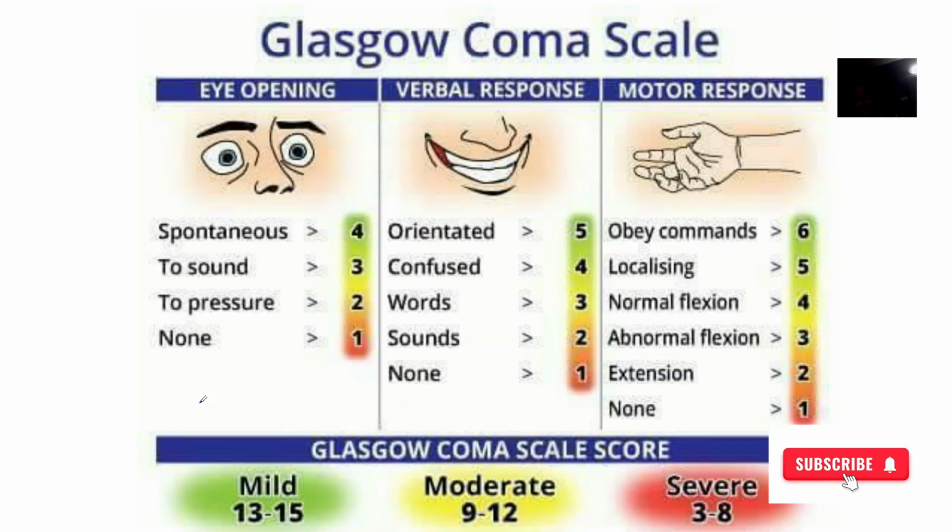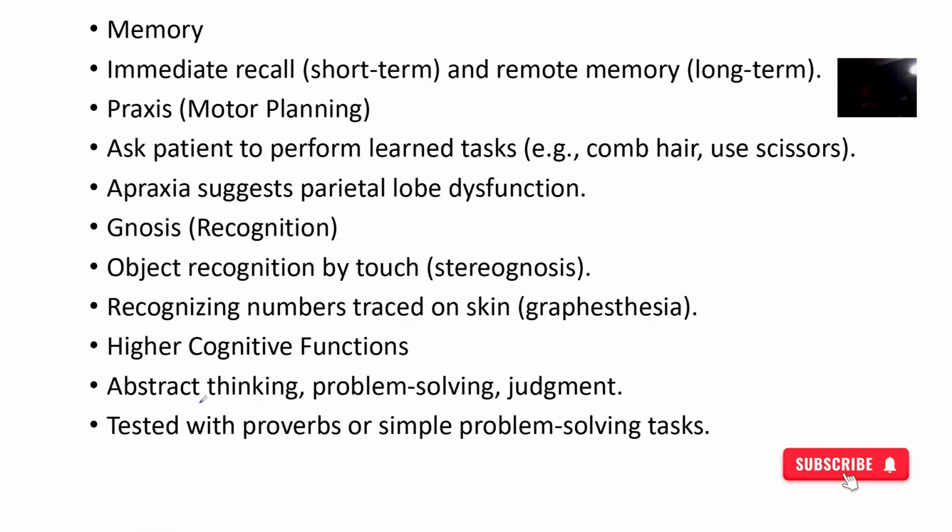So basically, you are looking at the Glasgow Coma Scale. Okay, so memory too, how they are able to recall things. Motor movement, how they are able to do all those learned tasks like comb the hair, all those fine activities. Okay, then recognition. If they are there with their partner, you can ask them who is this. If they are there with their brother, you ask them who is this. Object recognition by touching. Okay, then recognizing numbers, traced on their skin.